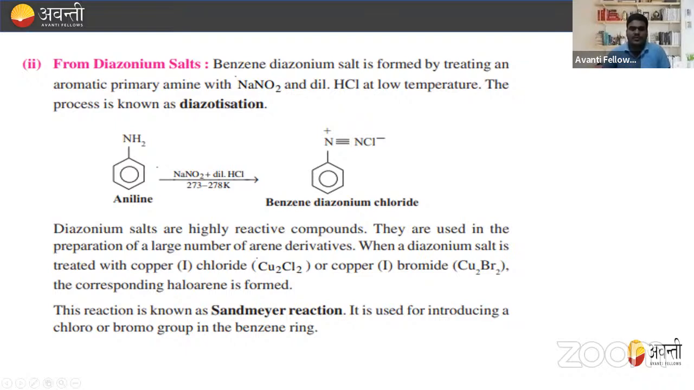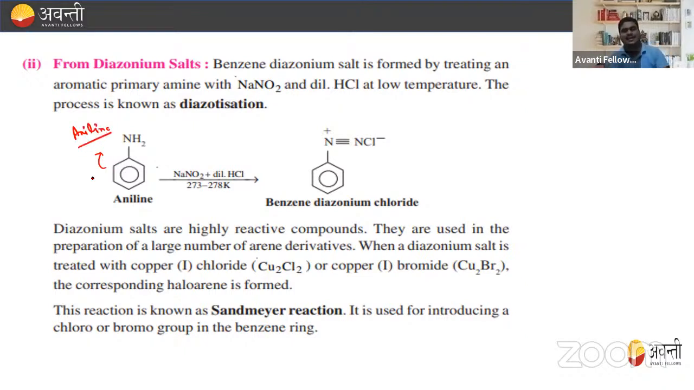Benzene diazonium chloride is formed by treating an aromatic primary amine with NaNO2 and dilute HCl at low temperature. This process is also known as diazotization. We are going to study this thing in the amine chapter, right? So when the aniline, this is nothing but aniline, right? This is known as aniline. Just remember this thing. Aniline.